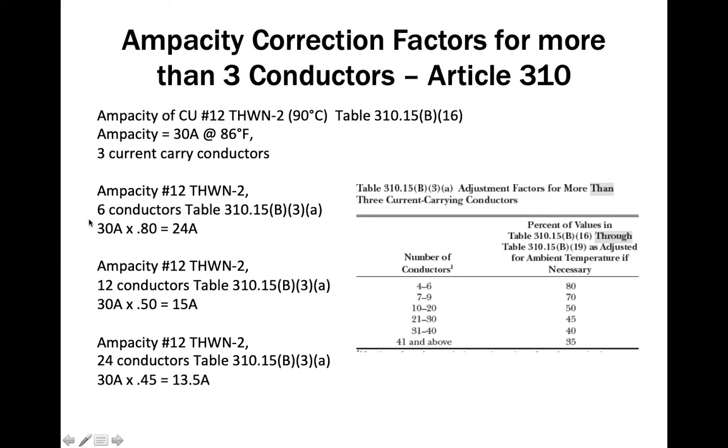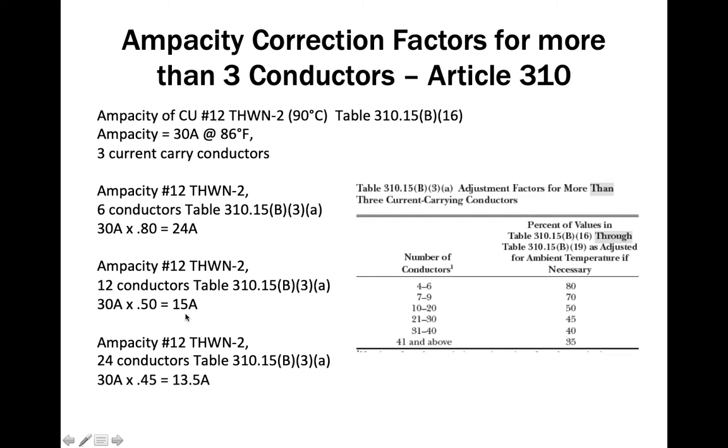Next scenario, I'm doubling once again the number of conductors in the pipe. I went from 6 to 12 now. Still a number 12, still 90 degrees C insulation, still 86 degrees Fahrenheit ambient temperature. So I go to my Table 310.15(B)(3)(a), looking for 12 conductors. Here it is, 10 to 20 conductors in a pipe. Slide over to the right-hand column. My correction factor is 50%, 0.5. So I take 30 times 0.5 equals 15 amps.